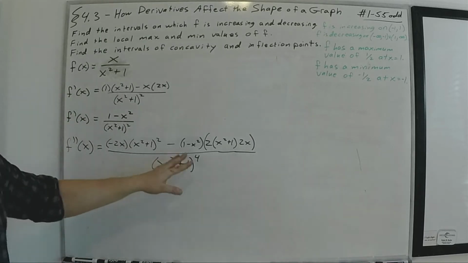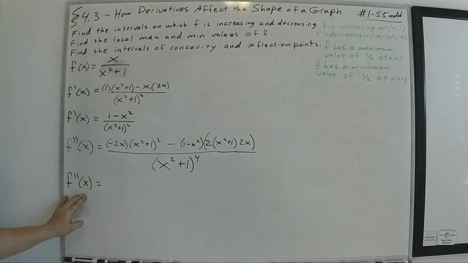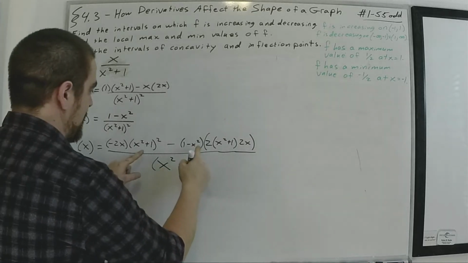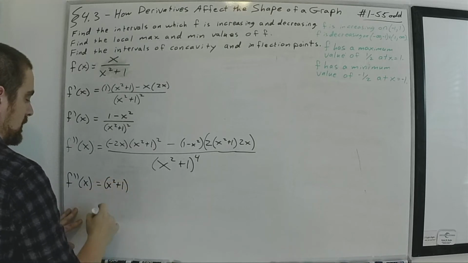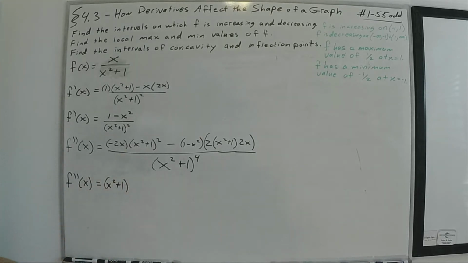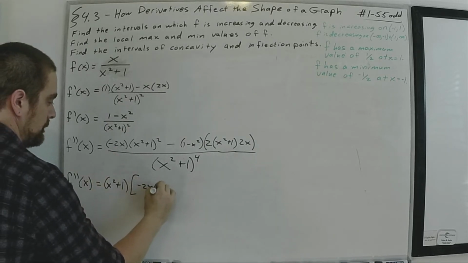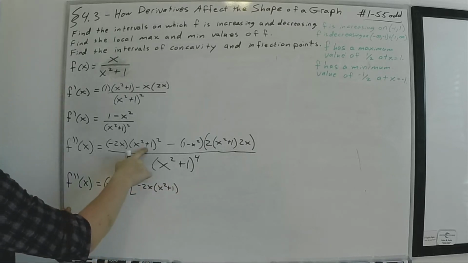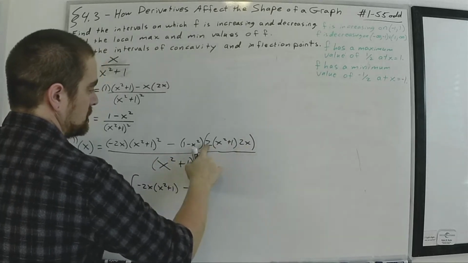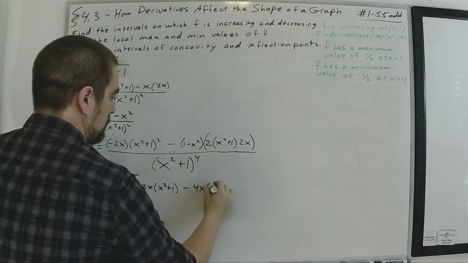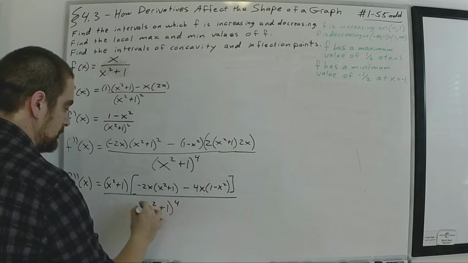Again, I'm not working with that. I'm going to clean that up so I can work with something nicer. So f double prime of x is going to be, I'm going to factor out x squared plus 1 because they both have a common factor of that x squared plus 1. So I'm going to factor that out, and that'll leave me with negative 2x times the remaining factor x squared plus 1 minus 1 minus x squared times, well, that's actually 2x times 2 is 4x, over x squared plus 1 to the 4th power.